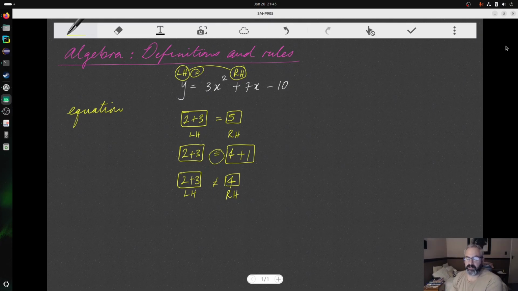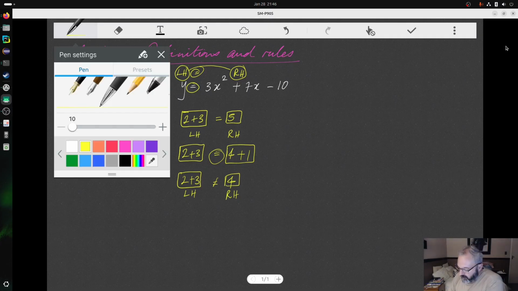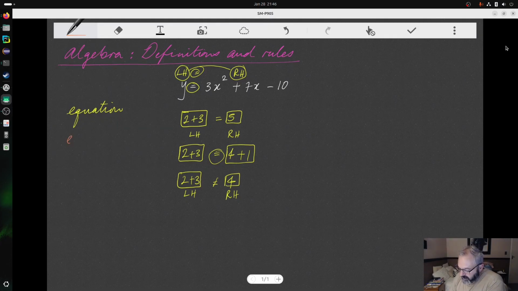Alright, so that's what an equation is. Every time you see an equal sign in some kind of function or in some kind of mathematical calculation, you can think to yourself that that's an equation. Alright, the next definition we need to talk about is an expression.